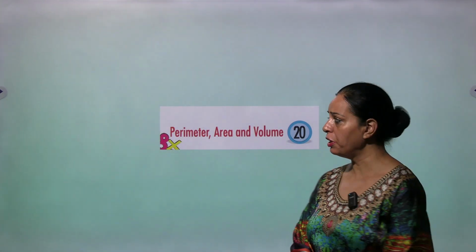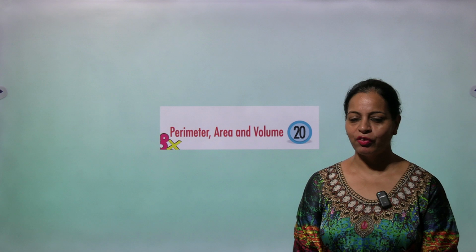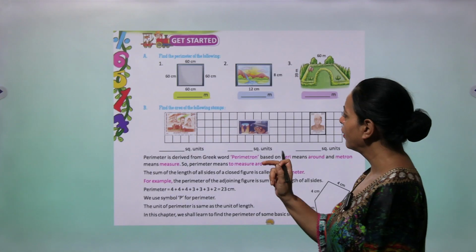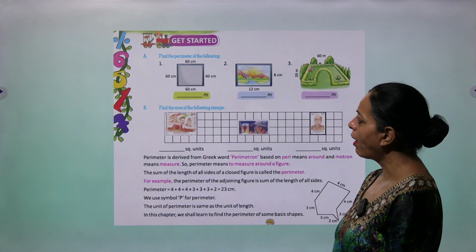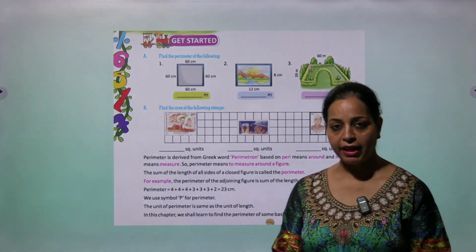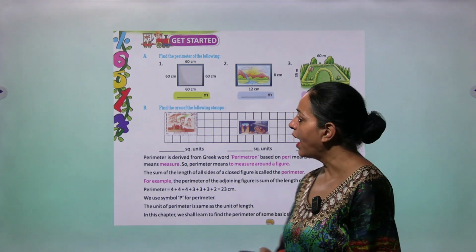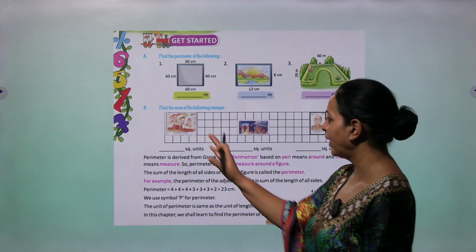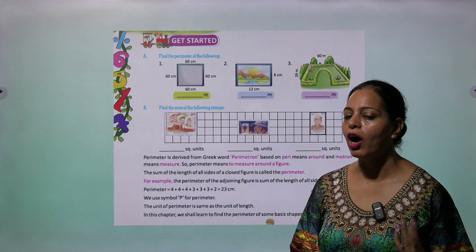We are doing chapter 20, perimeter, area and volume of class 5. So let's get started. You can see A part: find the perimeter of the following figures given over here. We have to find the perimeter, and I am telling you how to do it. And the same B part over here: find the area of these figures. I am telling you how to find it.